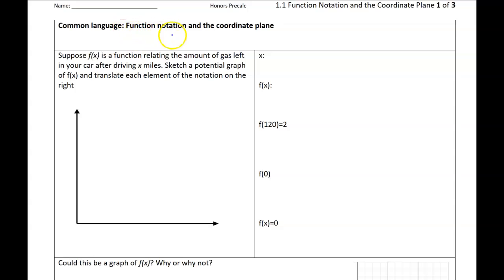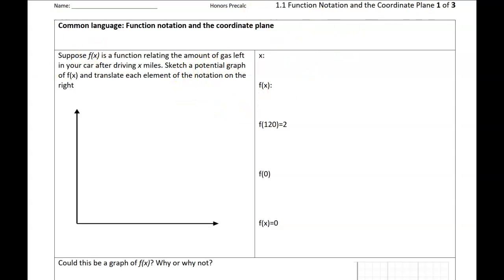This lesson is on function notation, which is how we now, as advanced mathematicians, are going to talk about coordinates on the plane almost always. So we won't use x and y together too often anymore. We will use f of x and x together now. And you've seen this before in algebra too.